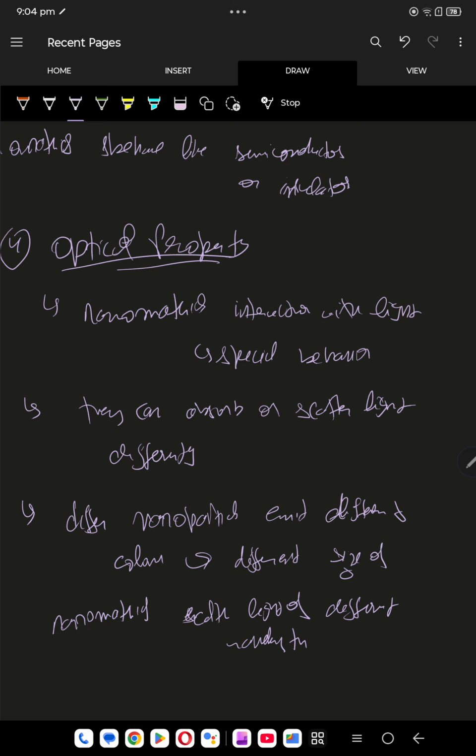So what did we understand here? When nanomaterials interact with light, they show different properties. They can absorb and scatter light differently. Different nanomaterials show different colors. Why do they do that? Because different sizes of nanomaterials scatter different wavelengths of light. It's not like all nanoparticles scatter the same wavelength of light. Different sizes of nanoparticles scatter different wavelengths of light. That's why different colors are also shown.